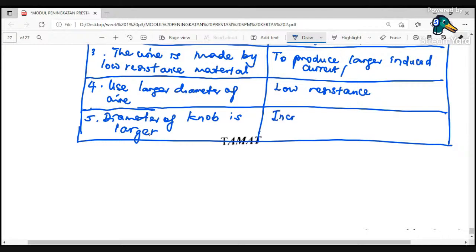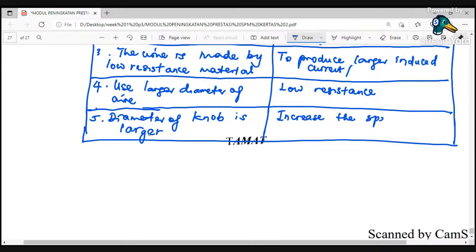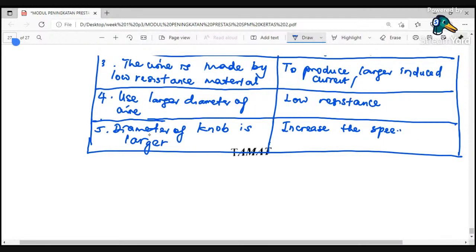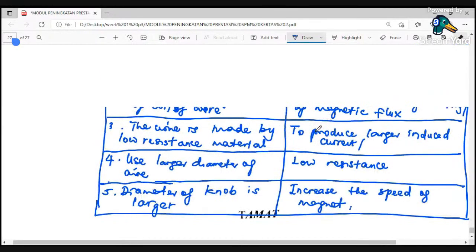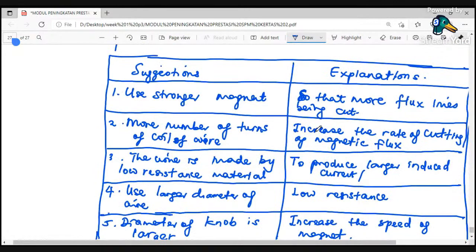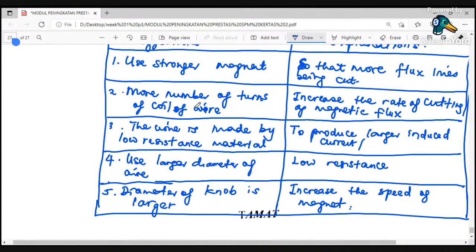Increase the speed. Okay. So increase the speed also will increase the induced current produced in the dynamo. Okay. So you have 5 suggestion or modification and with explanation, complete writing of the sentence. So you will get full marks.